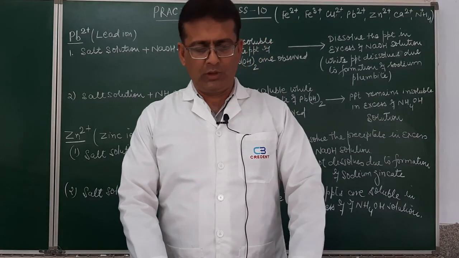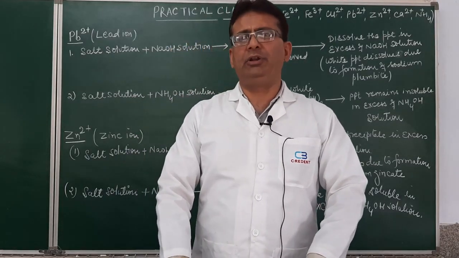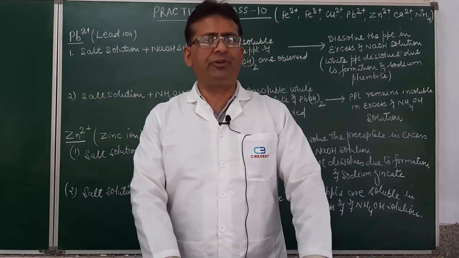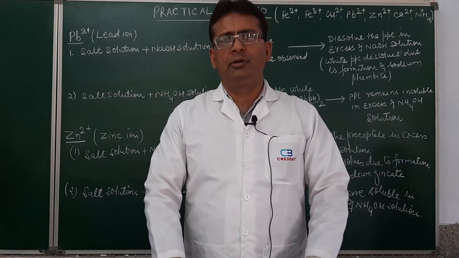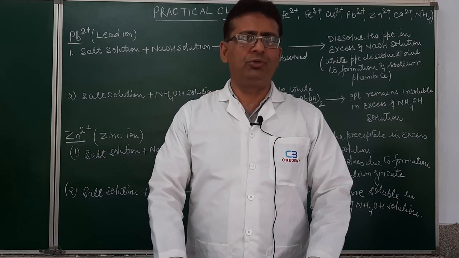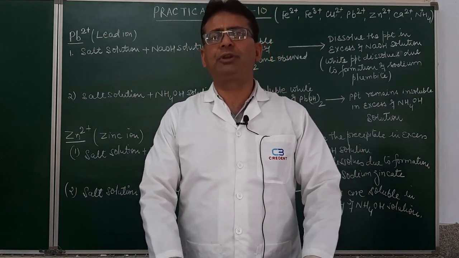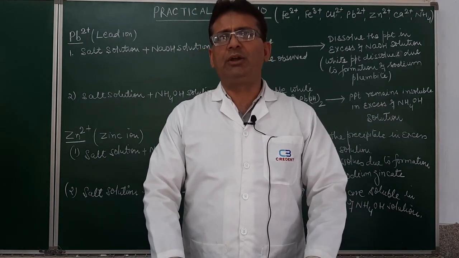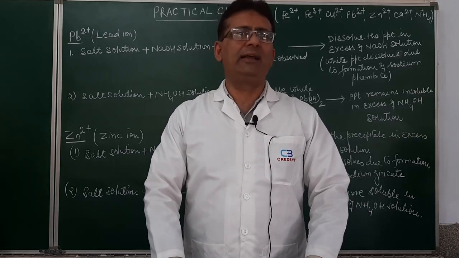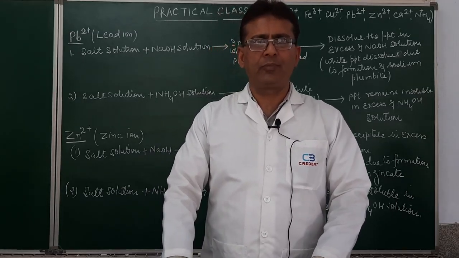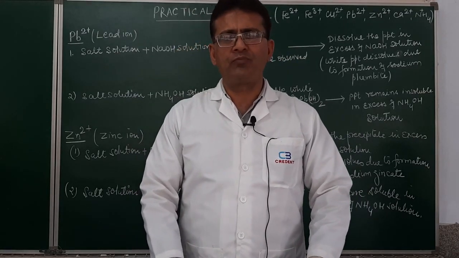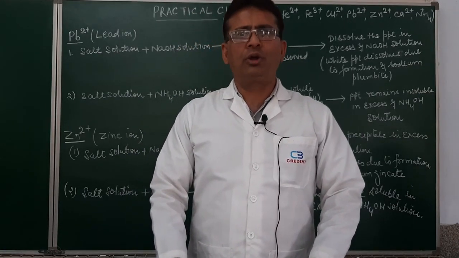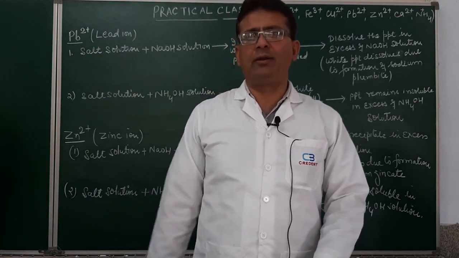Yesterday we started with the demonstration of the practical work, in which I demonstrated to you the identification of three colored ions: ferrous ion, the salt of which was green in color; ferric ion, the salt of which was yellowish red in color; and the copper ion, the salt of which was blue in color.